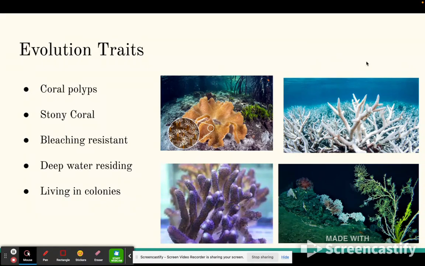And then deep water residing coral. The ability for coral to live in deep waters protects it from harms such as boating, human activity, and bleaching, which helps its survival. And then living in colonies. Instead of living individually, coral that live in colonies will attract more food because it attracts more fish, more plants, and so on. So it builds an ecosystem around that.